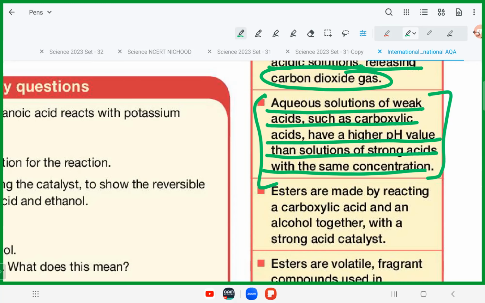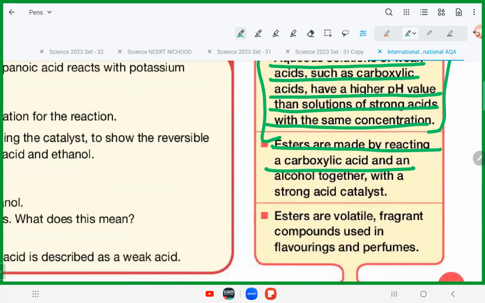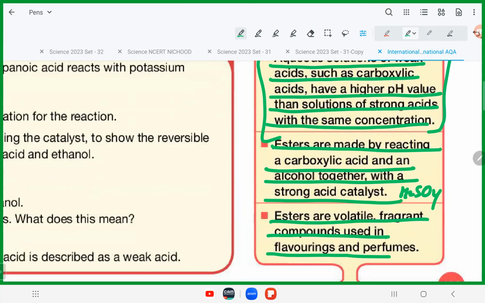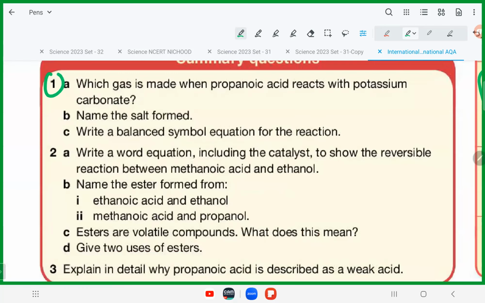Okay. Esters are made by reacting carboxylic acid and alcohol together with a strong acid catalyst, like H2SO4. Esters are volatile, fragrant compounds used in flavorings and perfumes. So this is also over. Now go for question number 1. Read the question number 1 and answer me, please.